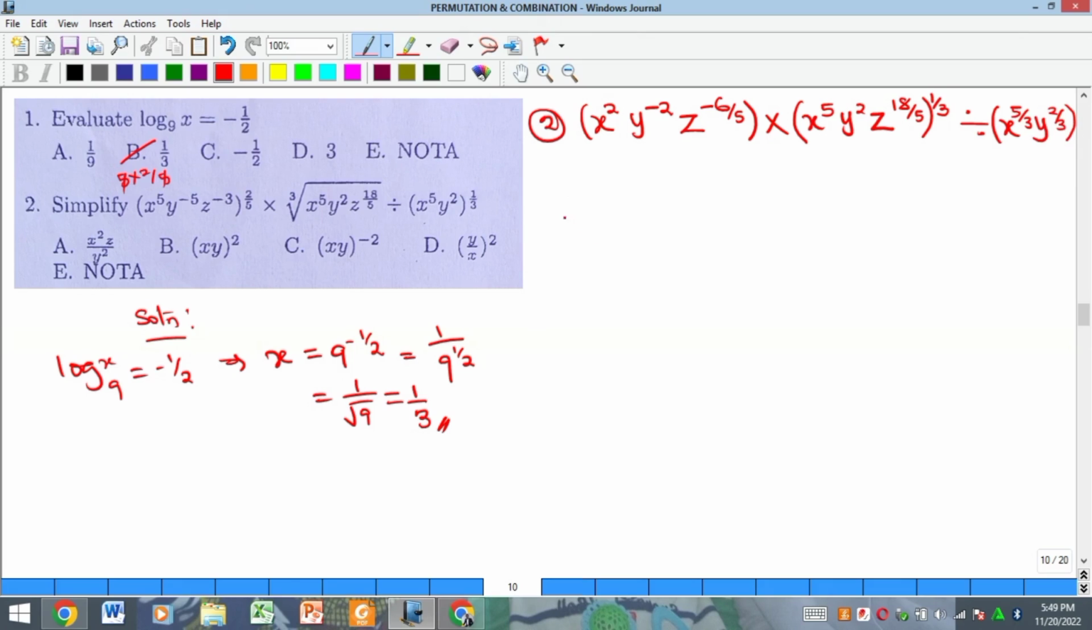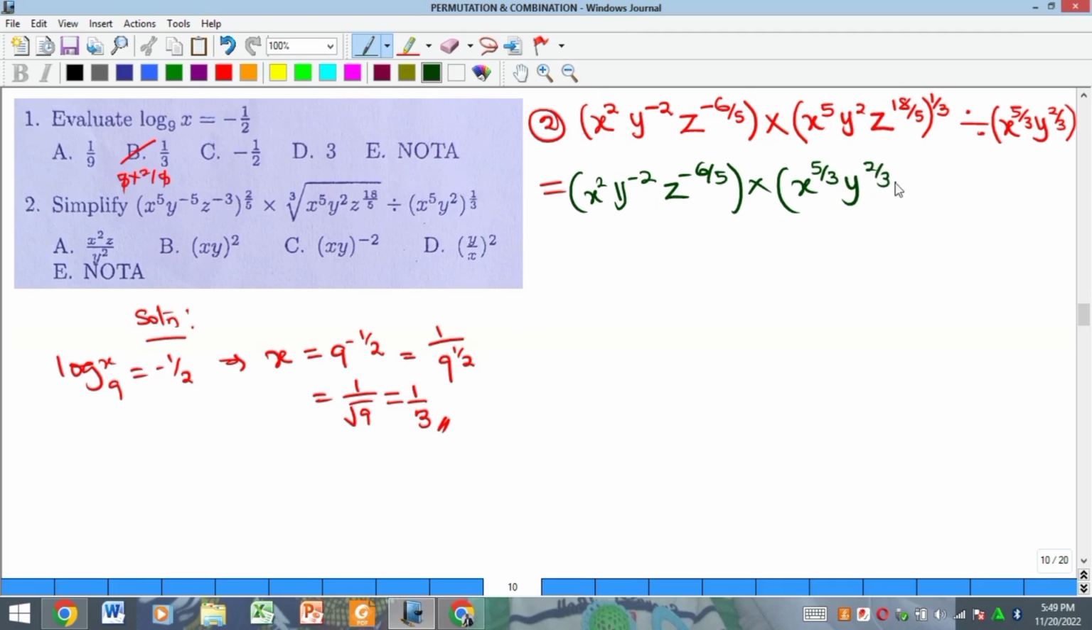So we'll just simplify this a little bit. We are going to have x to the power of 2, y to the power of minus 2, z to the power of minus 6 over 5. And this is multiplied by, if this now comes into the bracket, you will have x raised to the power of 5 over 3 times y raised to the power of 2 over 3.